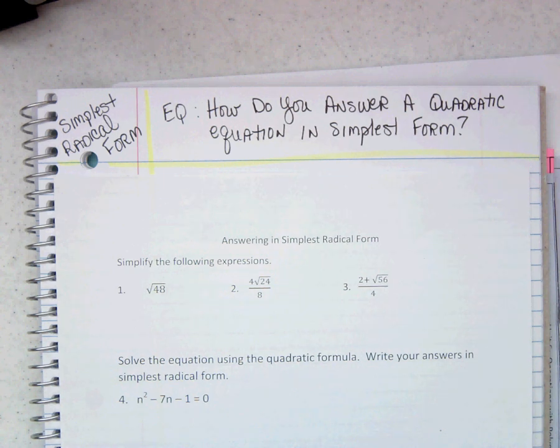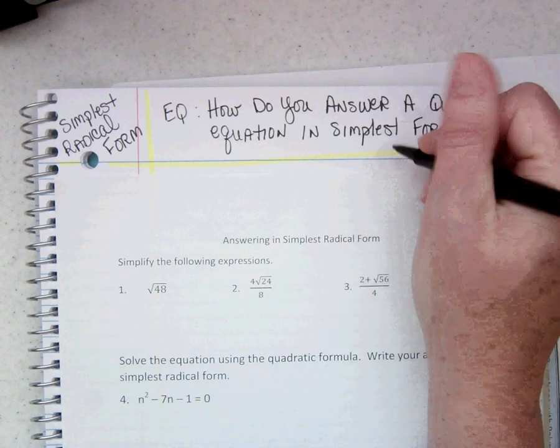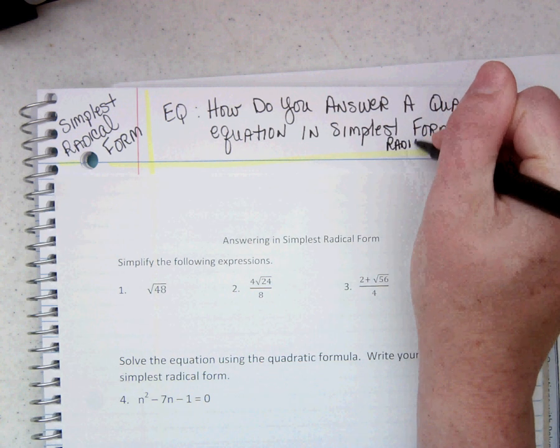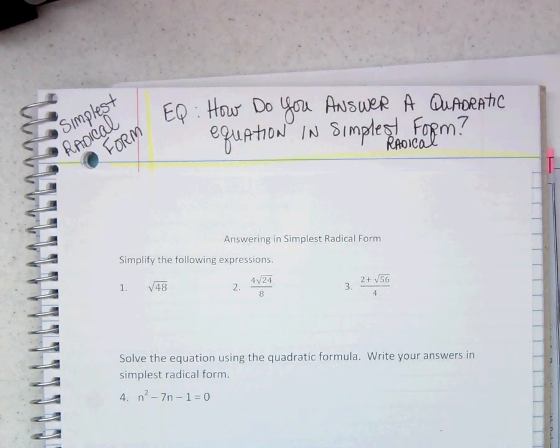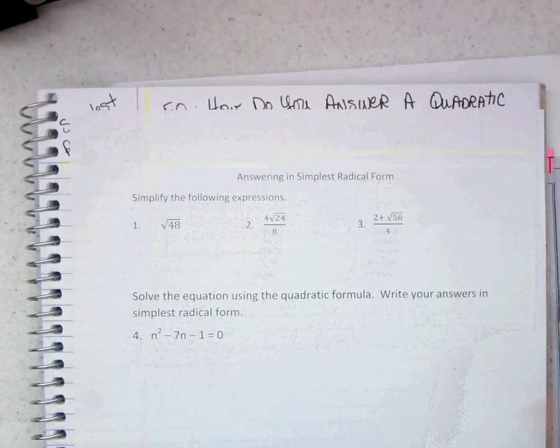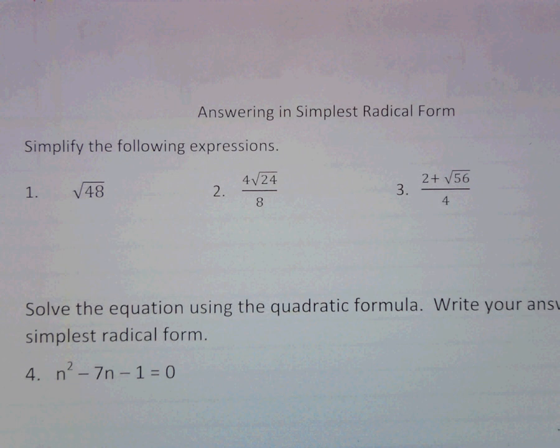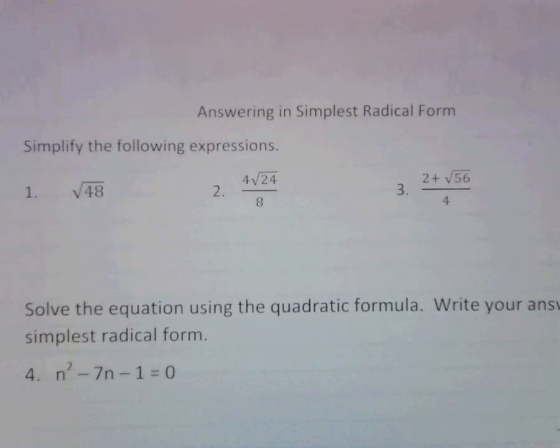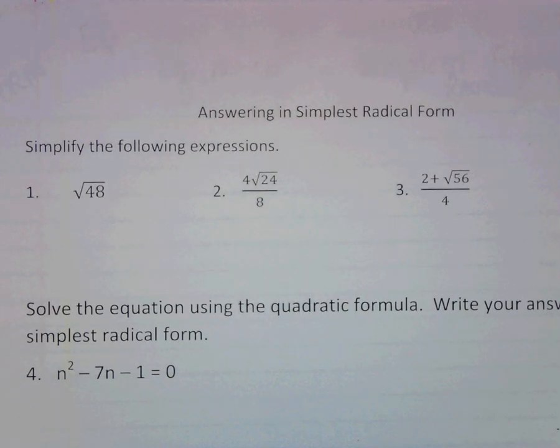In this lesson today, we're going to look at solving a quadratic equation using the quadratic formula and answering in simplest radical form. I should have added that word here. So instead of answering as an integer or decimal, we're actually going to leave our answer in simplest radical form. Let me zoom in a little bit. I just want to look at a couple of examples without the quadratic formula first.